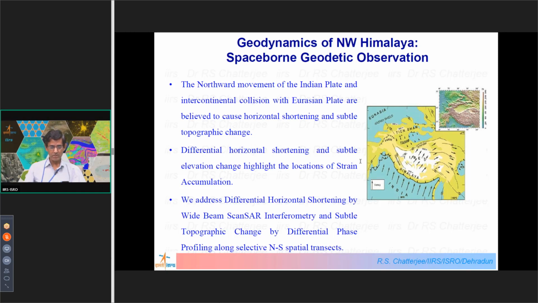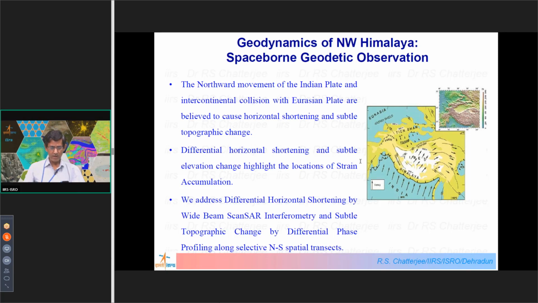So this is a wide swath interferometric SAR technique, and the subtle topographic change is addressed by differential interferometry only, but that we are also doing by time series deformation analysis, like DInSAR or different other techniques available like SBAS. There are a number of these advanced differential interferometric SAR techniques available nowadays.